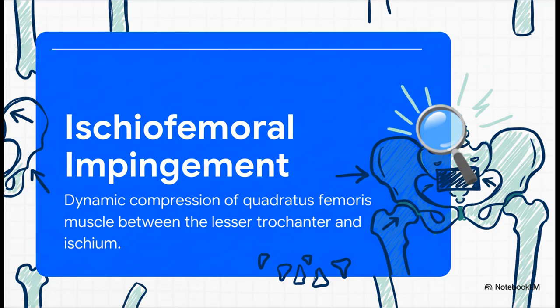Okay, let's talk about a diagnosis that's less common, but you've got to have it on your radar. Ischiofemoral impingement, or IFI. This is all about a dynamic compression problem. It's not the hip joint itself, it's the space between the lesser trochanter of the femur and the ischial tuberosity, your sit bone. And what lives in that space? The quadratus femoris muscle. When that space narrows during movement, that poor muscle just gets pinched.